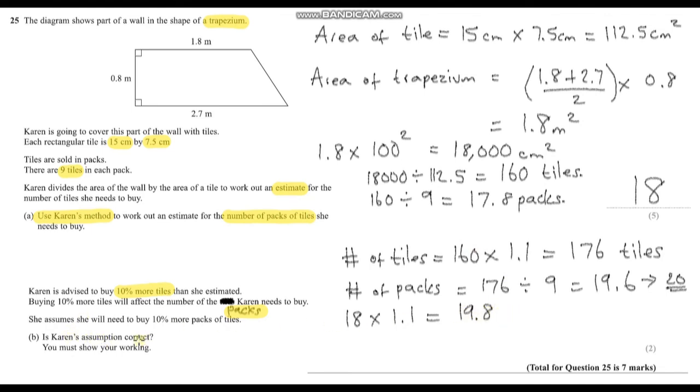So let's answer the question. Is Karen's assumption correct? No. It's not correct because 10% more packs would be 19.8 packs, which doesn't really make any sense. In reality, she needs 20 packs. So we can say, no, she's wrong. She needs more than 10% extra of packs. Because 10% would be 19.8 and she needs 20, so she needs more than 10%.